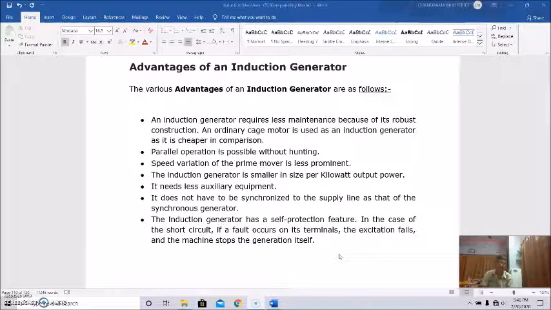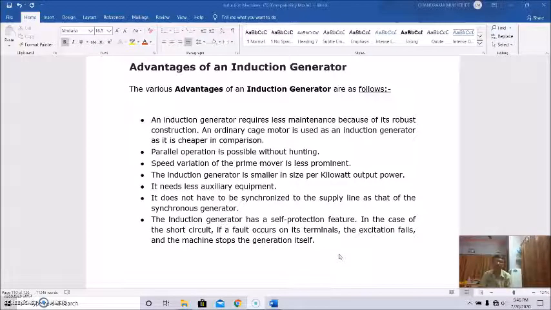Once again, we can repeat these advantages. An induction generator requires less maintenance because of its robust construction, and an ordinary cage motor can be used as an induction generator, which is cheaper in comparison. Parallel operation is possible without hunting. Speed variation of the prime mover is less prominent, and the induction generator is smaller in size per kilowatt output power. It needs less auxiliary equipment.